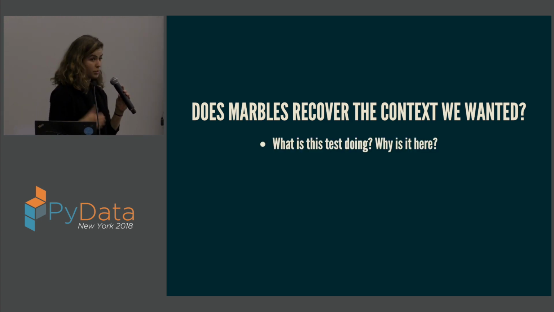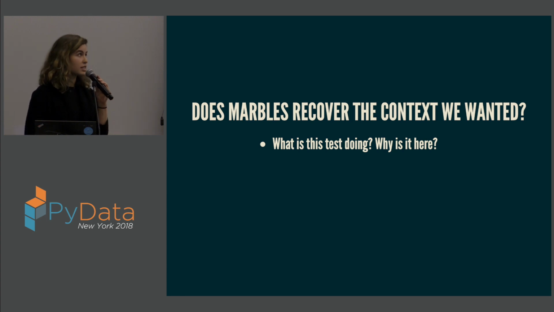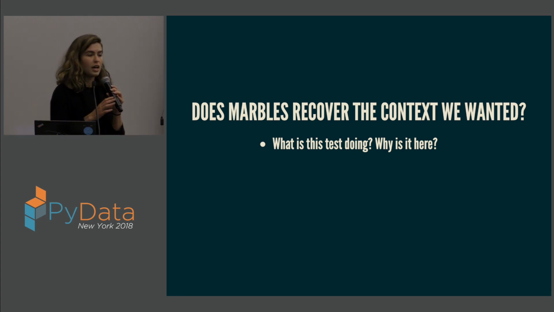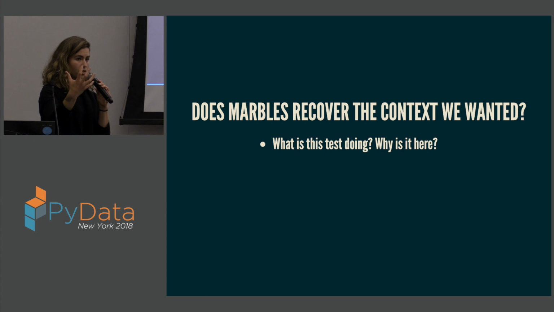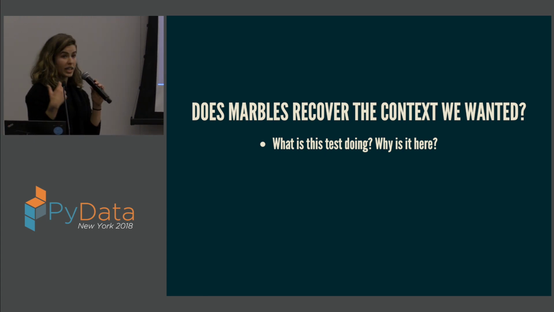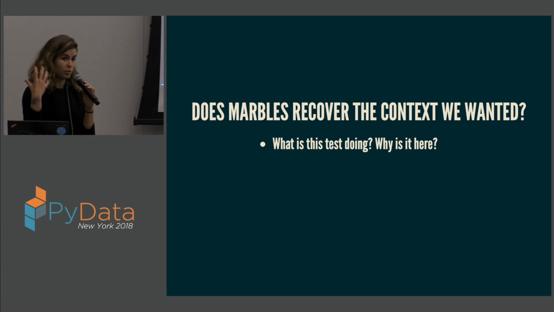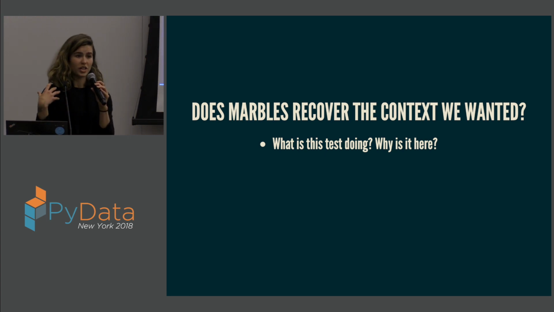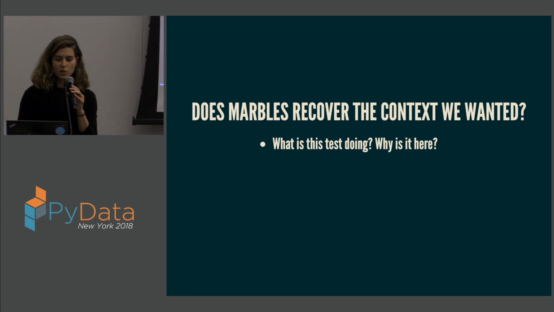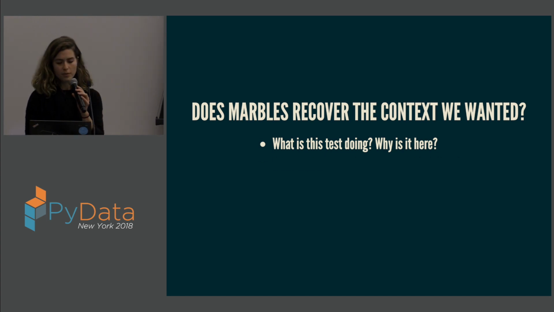So again, the first question that I wanted to answer is what is this test doing and why is it here? So I'm seeing the source code. I'm seeing the local variables. I'm not looking at a traceback and I'm looking at a semantic assertion. I'm not looking at just assert true. So I think we get to check this one off.